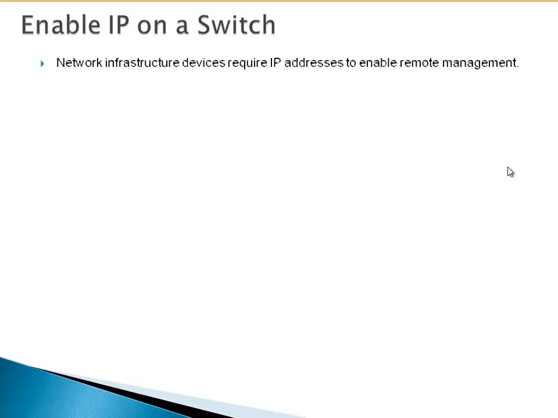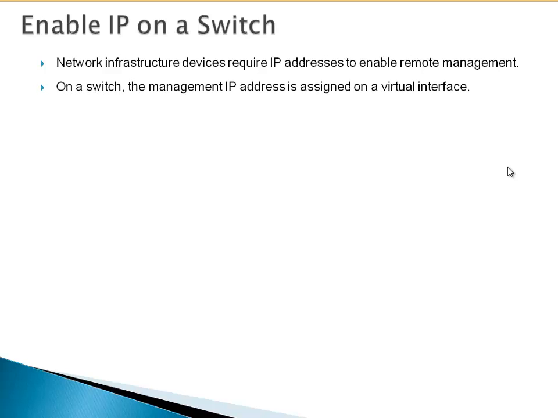Enable IP on a switch. Now, network infrastructure devices require IP addresses to enable remote management. For example, to manage switches remotely, we need an IP address. On a switch, the management IP address is assigned on the virtual interface. By default, switches have one virtual interface where we can manage them.